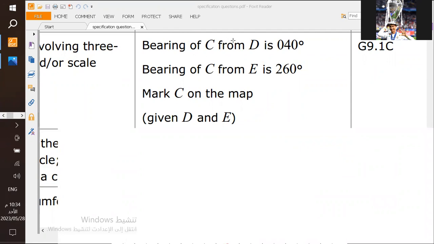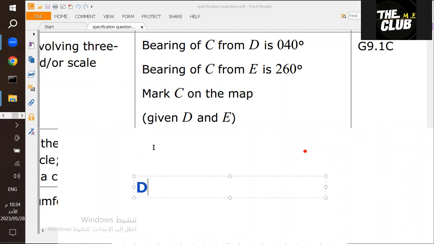So bearing of C from D is 040. So what do I do? First, I make a point like this. Mark C on the map, given D and E. Here they have to give you D and E. They will give you 2 points. Let's imagine this is D and this is E. As they said, given D and E, they will give you these 2 points. And you're supposed to find C, that's it.